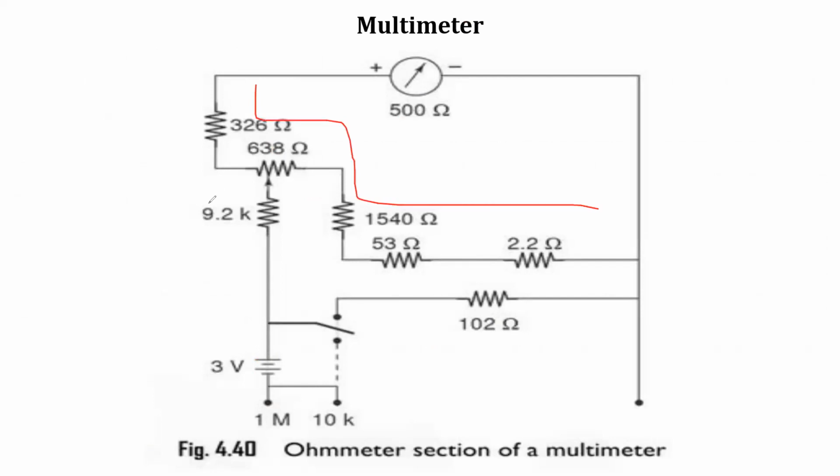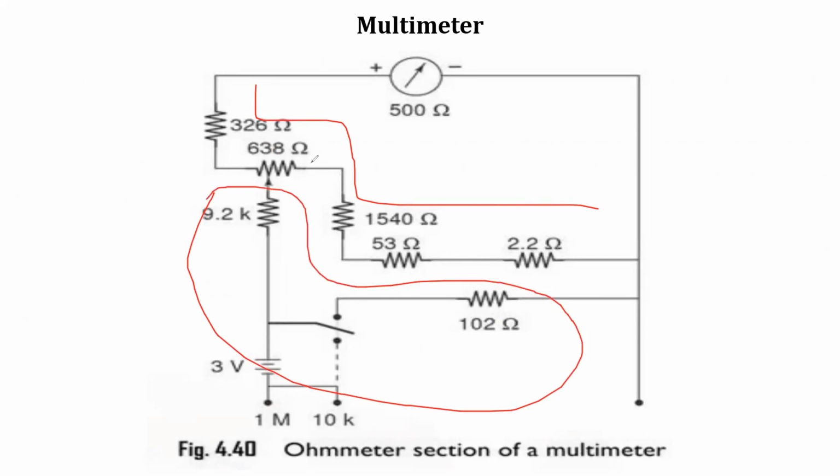But we are taking this part, which is different. This is the part we are using here, and this is the 3 volt supply, and one resistor is placed, that is 102 ohm. The minimum range is 10k, and the maximum range is 1 mega ohm. In this way, we can draw this circuit, as well as explain what the ohm meter is.